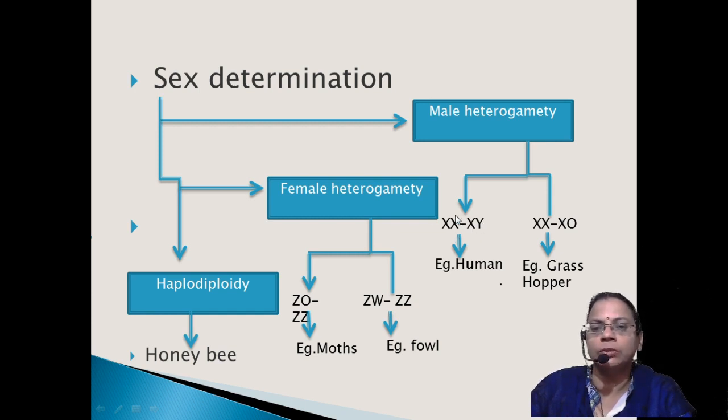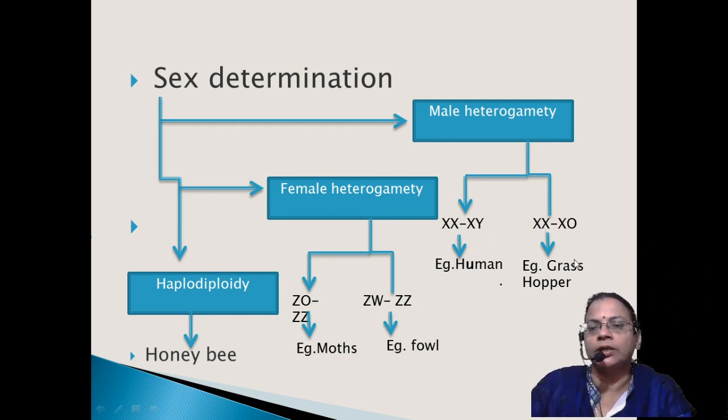And the females will be homogametic. They produce the same type of gametes in female, whereas in male they produce two types of gametes: X bearing gametes 50%, Y bearing gametes 50%. The typical example is human being.